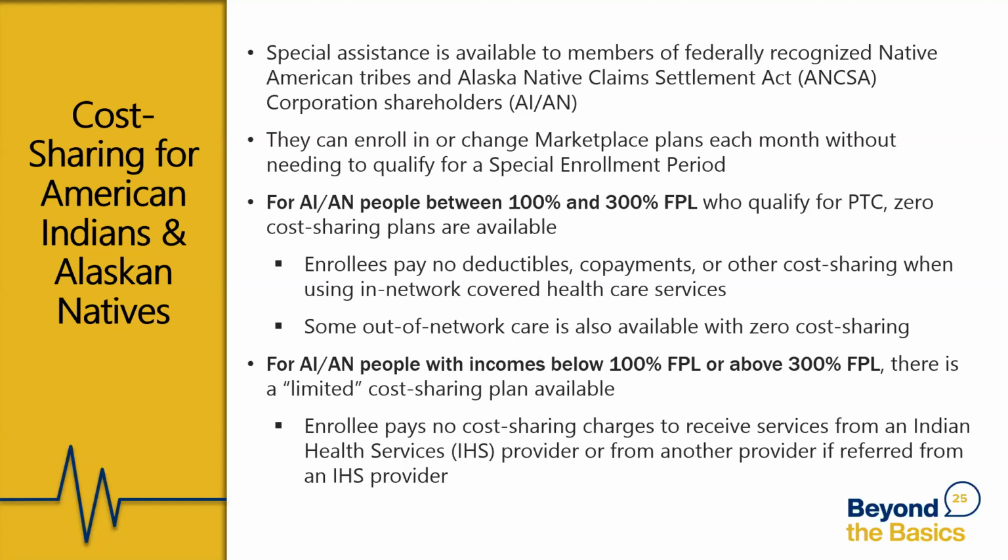AIAN individuals between 100% and 300% of the federal poverty level who qualify for premium tax credits will have $0 cost sharing plans available to them, which means that they would have no deductibles, no co-payments, and no co-insurance charges when using in-network covered healthcare services. And even some out-of-network care is available with zero cost sharing.